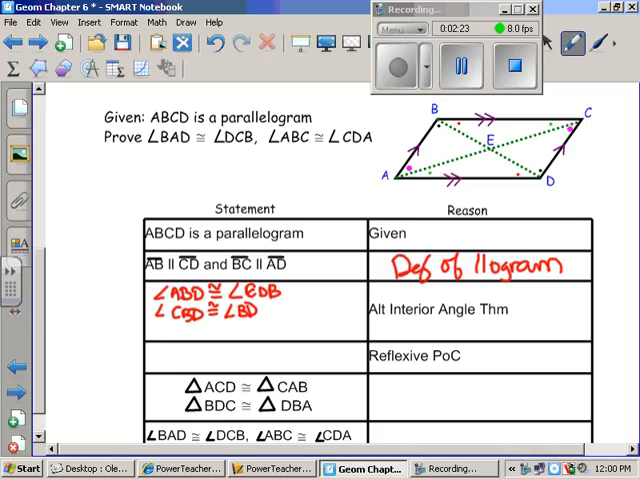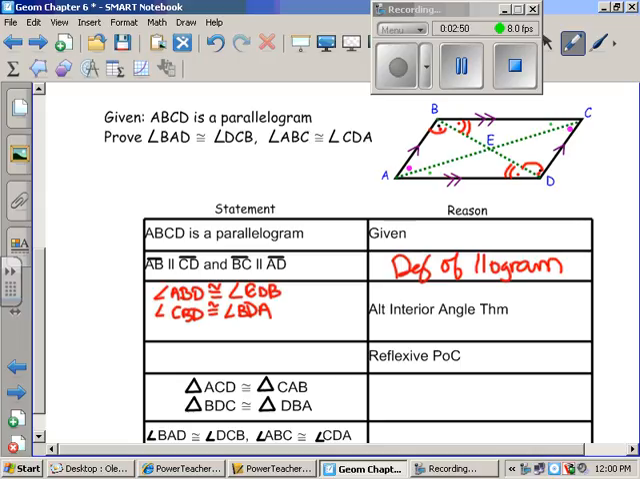I kind of color-coded them. Can you see? So I just did ABD and this angle, BDC. So these two are congruent. Then I did CBD and BDA. Those are congruent. Okay, and then I do the other two, the A corner and the C corner.